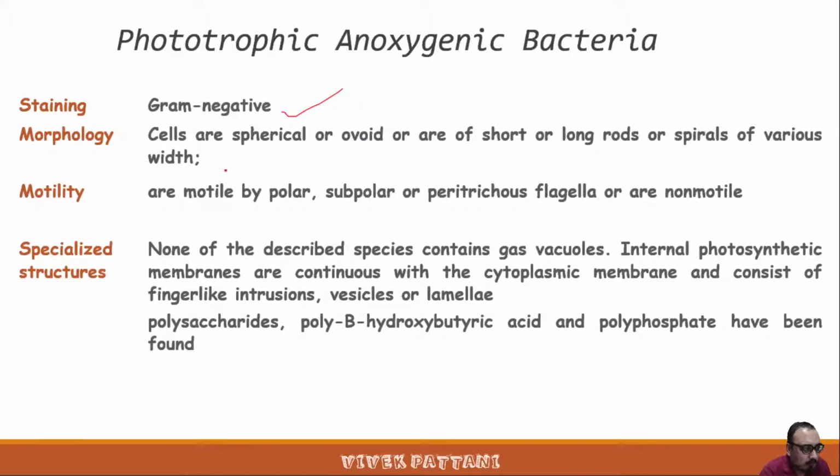They are mostly gram negative, and cells are spherical, ovoid, sometimes long rods, or some are even spirally shaped. If motile, they are motile by polar, subpolar, or peritrichous flagella, or are non-motile. None of the described species contains gas vacuoles, and the internal photosynthetic membranes are continuous with the cytoplasmic membrane and consist of finger-like intrusions such as vesicles or lamellae. Polysaccharides, poly-beta-hydroxybutyric acid, and polyphosphate have also been found.